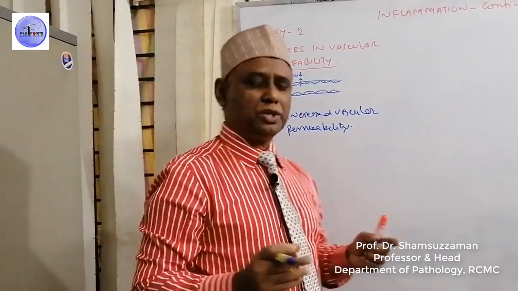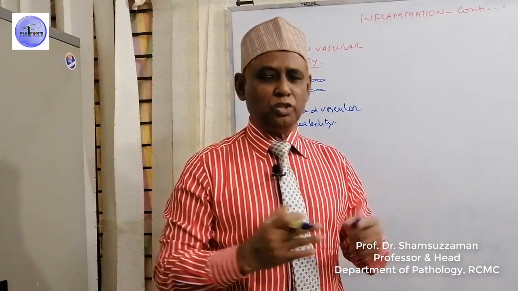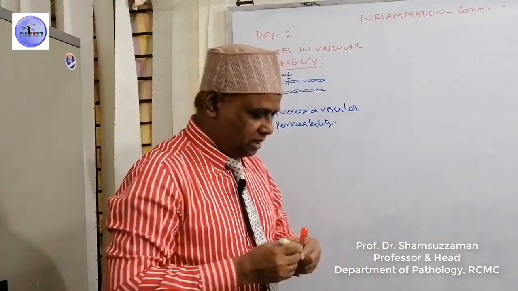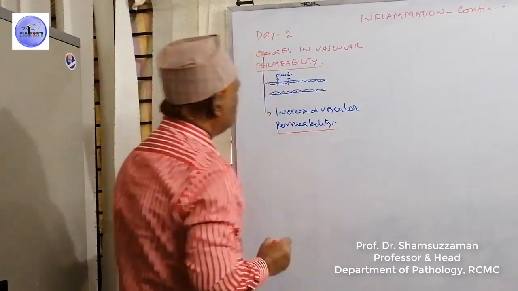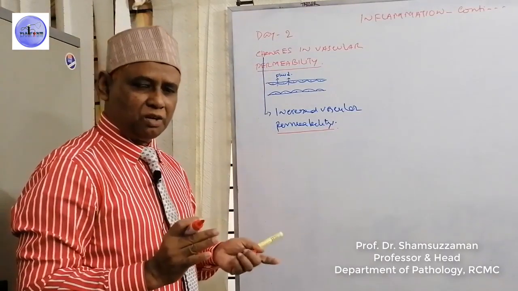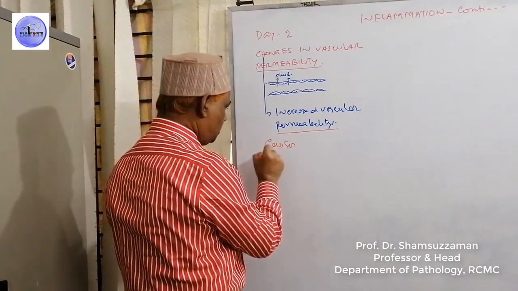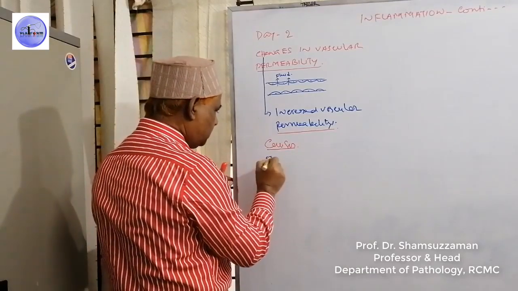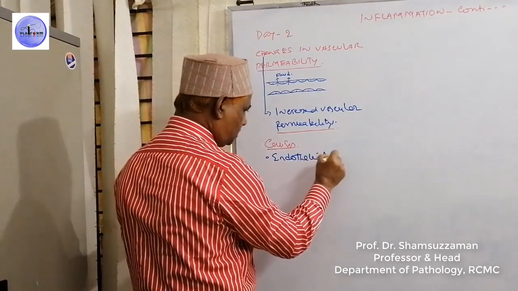So, in normal physiological condition there was normal permeability of blood vessels. This normal permeability is changed to increased, that is, increased vascular permeability at the site of acute inflammation. Now come to the causes of increased vascular permeability at the site of acute inflammation. The number 1 cause is endothelial contraction.